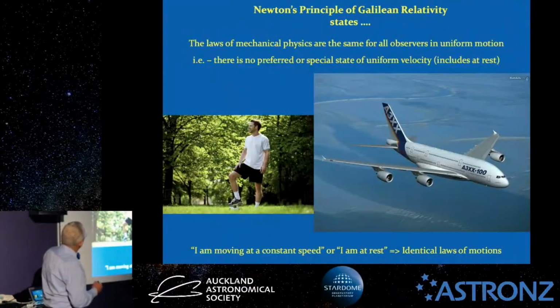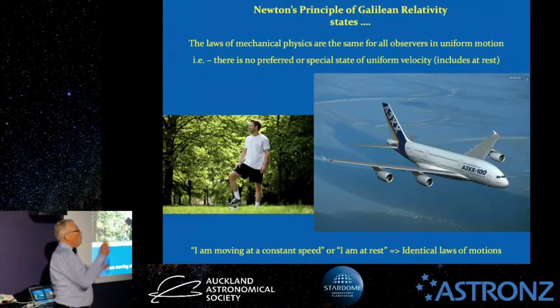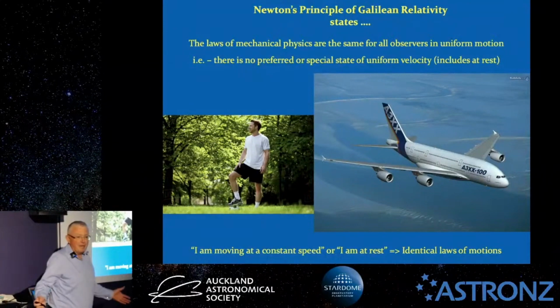Newton's principle of Galilean relativity states the laws of mechanical physics are the same for all observers in uniform motion, i.e. there's no preferred or special state of uniform velocity, which includes at rest. What all that means is that this guy kicking a soccer ball in the middle of the park, or throwing a ball up in the air, it doesn't matter whether he does it in the park or in a plane travelling at 600 kilometres per hour. You throw a ball up in the air or you boot it, it behaves exactly the same.